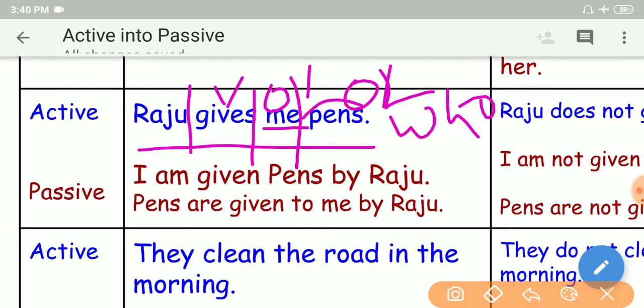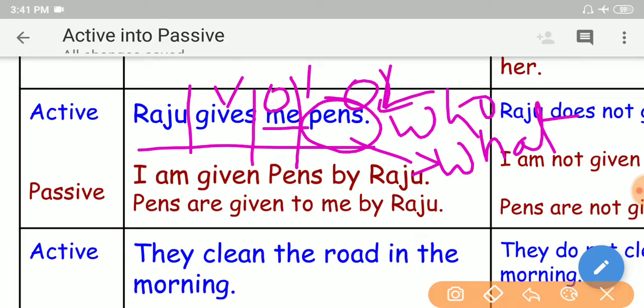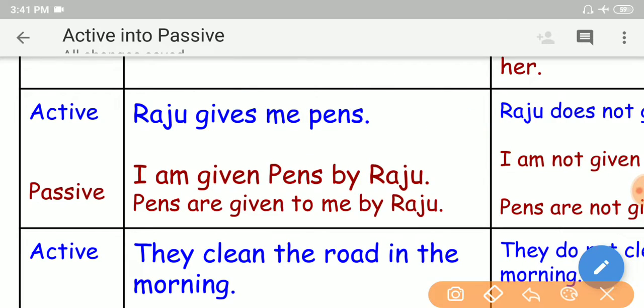At the same time here, pens is also an object because it answers the question what. For example, I can frame a question to get pens as the answer. How? What does Raju give me? Raju gives me pens. That's why this is an object. In this sentence we have two objects, my dear friends.